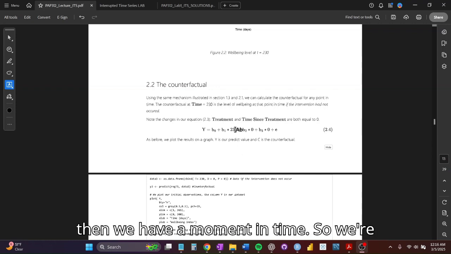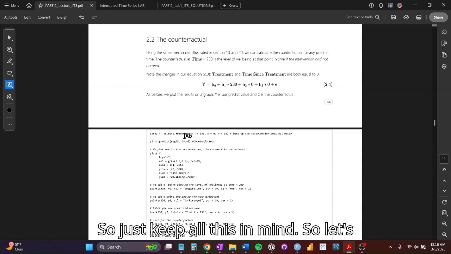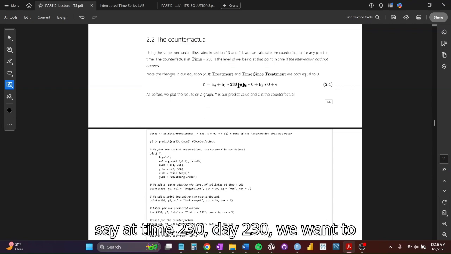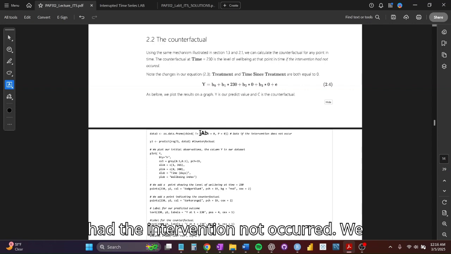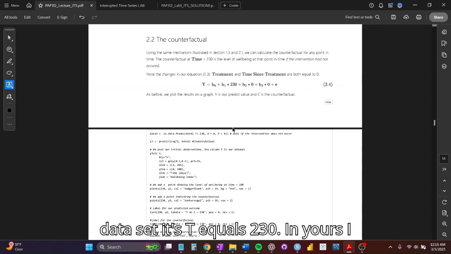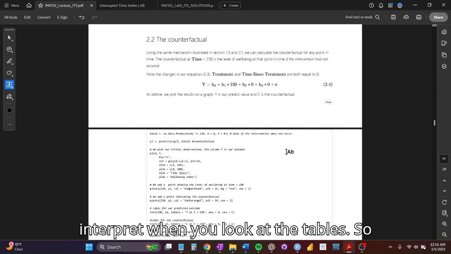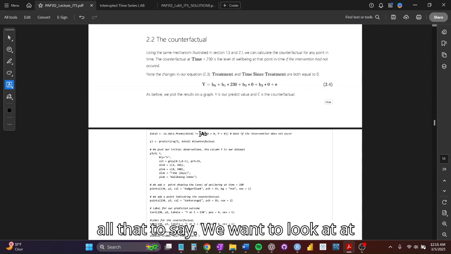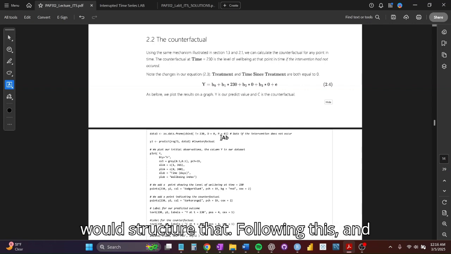And then we have a moment in time. So we're going to be using a couple of things here, and you'll do this similarly in the lab, so just keep all this in mind. So let's say at time 230, day 230, we want to determine what the score would have been had the intervention not occurred. We will classify this as, in this data set, t equals 230. In yours, I recommend using values time, treatment, time since. They're just easier to interpret when you look at the tables. So all that to say, we want to look at day 230, without intervention, what would our value be? And this is how we would structure that.